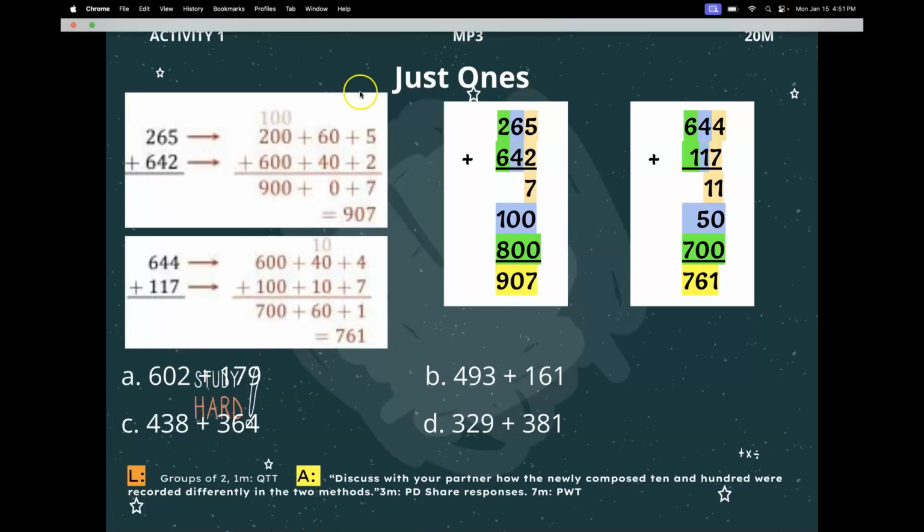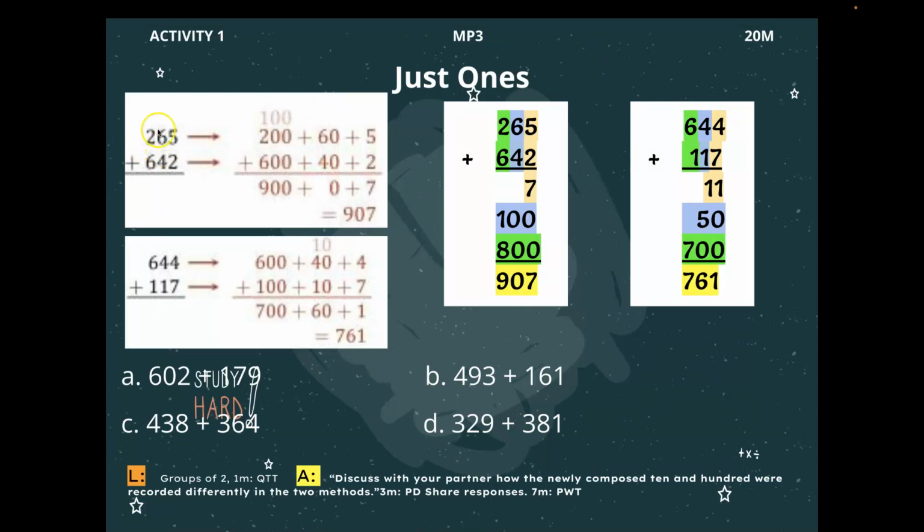So today we are going to take a look at first 265 plus 642, and you will see that with 265 they decomposed it into 200 plus 60 plus 5, and 642 they decomposed it into 600 plus 40 plus 2. They used expanded form on each of these. Then they added the ones place. 5 plus 2 is 7. They added the tens place. 60 plus 40 equals 100.